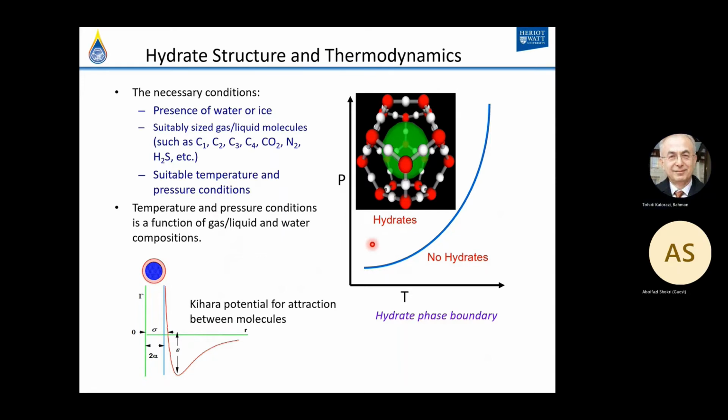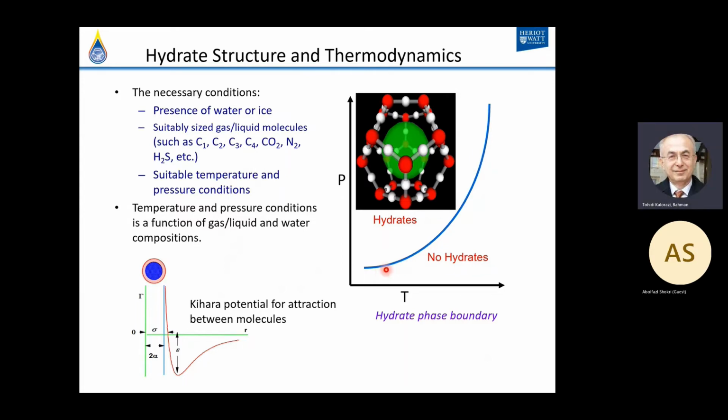And if you have butane or H2S, they very easily form hydrate. The hydrate curve shifts to the right. It's easier to form hydrate. But if we have nitrogen, the hydrate curve moves to the left, because it is more difficult to form hydrate. So the key point is to determine the hydrate phase boundary.